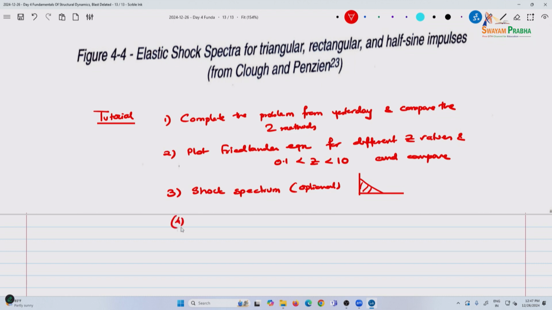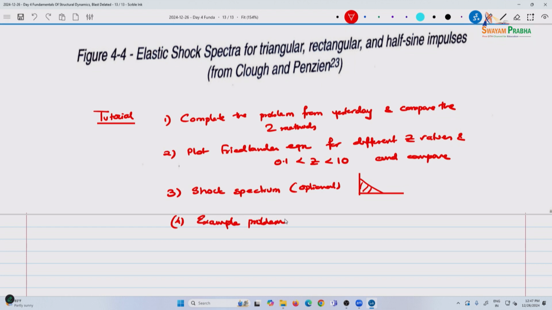And then there is an example problem. Do you remember, Kavirasu, whether we have a shock spectrum in that solution or no? If not, we can push that part to tomorrow also, not a problem.